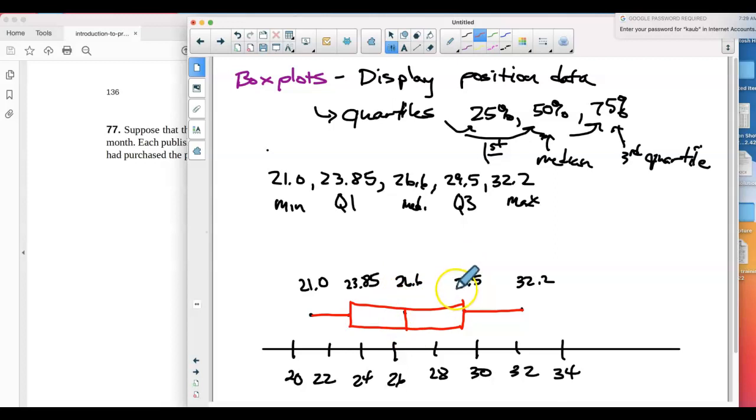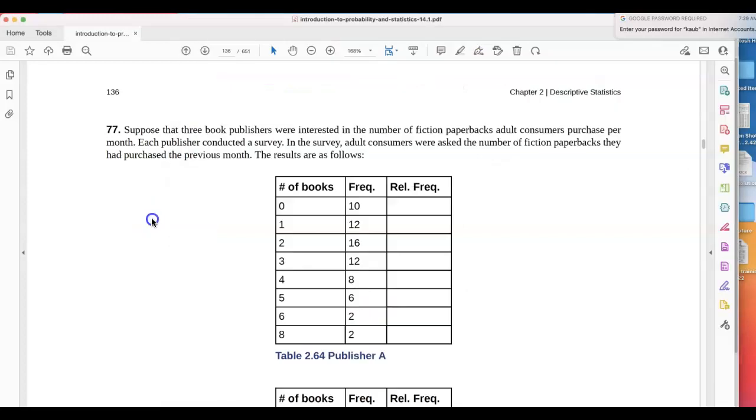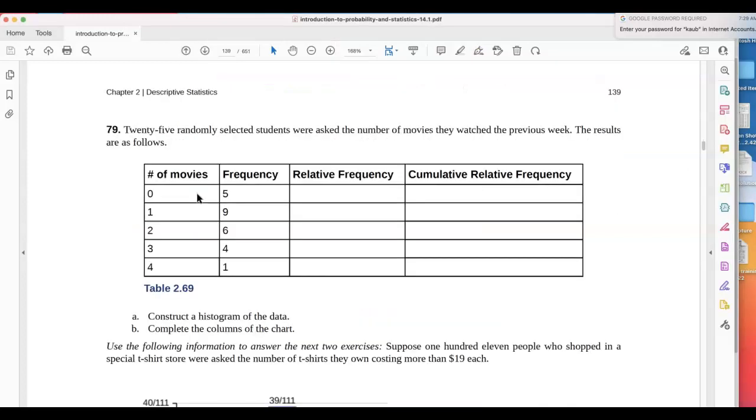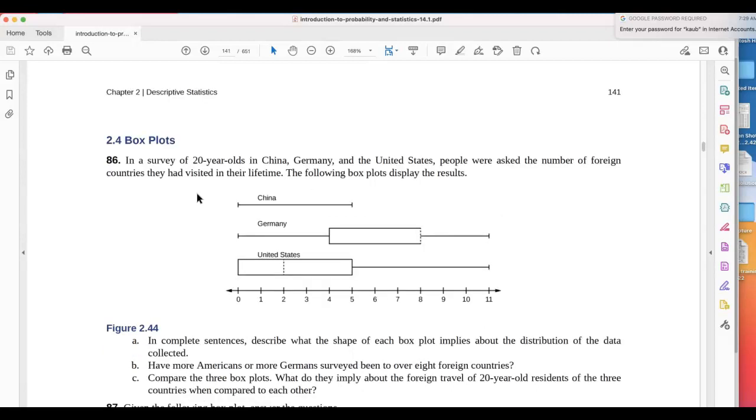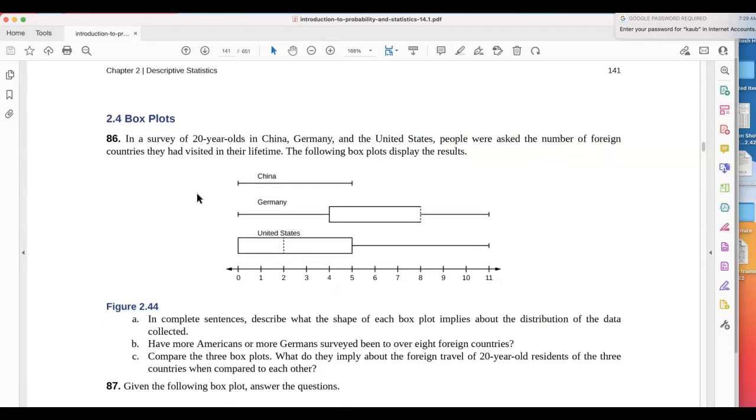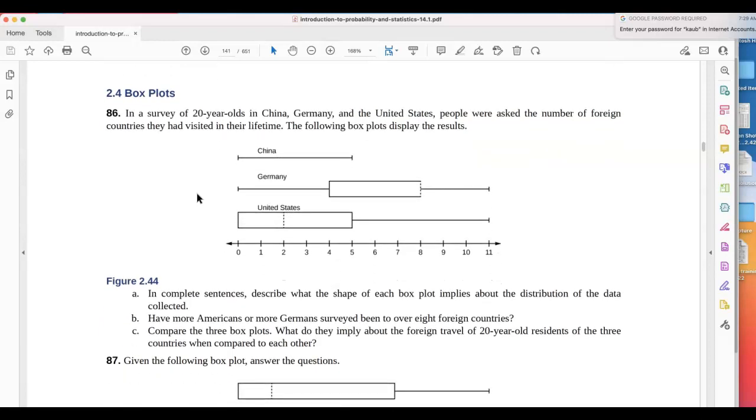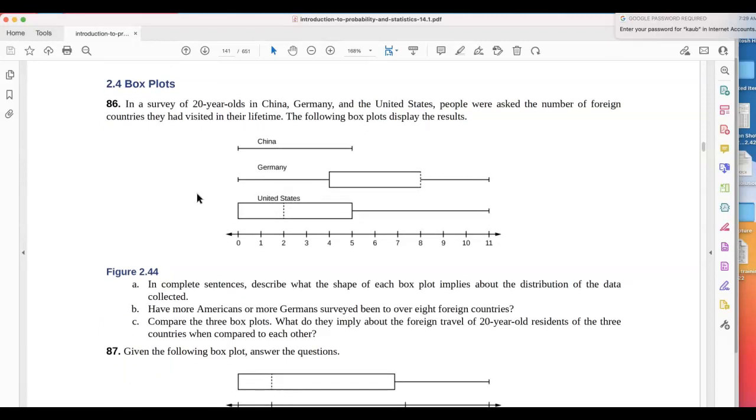Okay, so that's how you create it. That's what we're talking about with spread. Let's take a look at some problems in the book and look at those specific to box plots. So here we go, here's a survey. It says the following box plots were given.